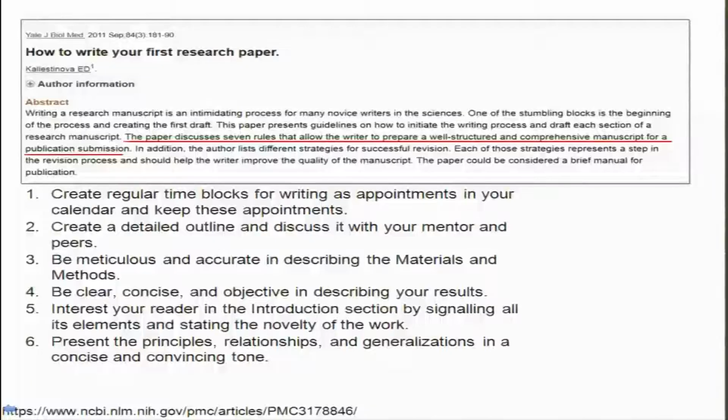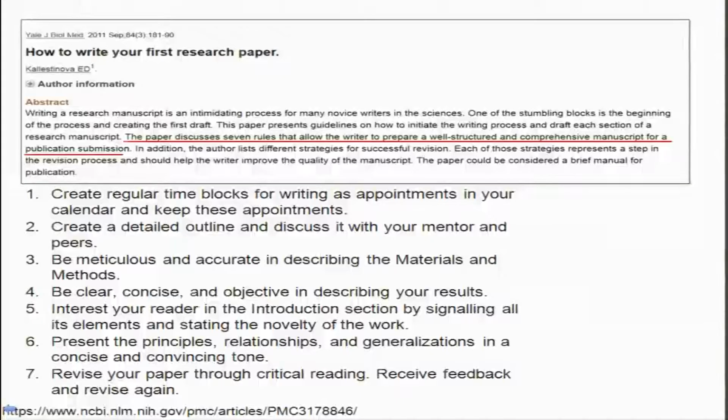Present the principles, relationship, and generalization in a concise and convincing tone. That is the discussion. You relate your observations with the rest of the information available in the literature, and then bring out how your discovery, how your invention has made a change in terms of the knowledge in that particular domain, but in a convincing tone. You have to be very confident when you say it. You cannot be shaky. If you are shaky, that means you are not confident about your result. Your results have to be strong, based on a very good methodology and very good objectives. So all these are linked, and some of these we are going to look into.